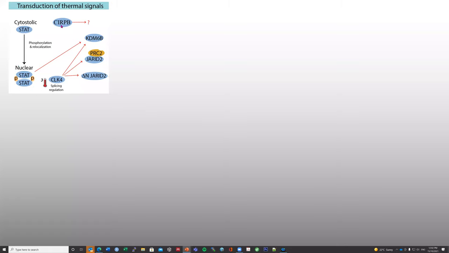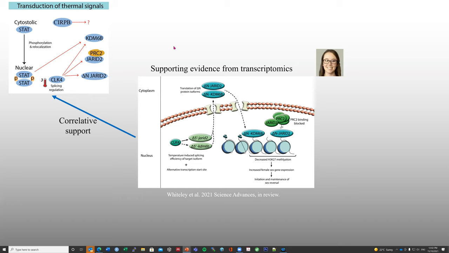We're also going to look at SRSF because a single SNP mutation in that is sufficient to switch off thermosensitivity in another species of turtle. That's been shown by Turk Wren. And we're going to look at CLK4 because it's itself inherently temperature sensitive. So it's a temperature sensitive gene in its own right, and it's involved in the splicing of KDM6B and JARID2. And of course, we've shown that the splicing of those two chromatin modifiers are temperature sensitive. So we're going to be looking at all of these aspects of the signal transduction mechanisms within the cell.